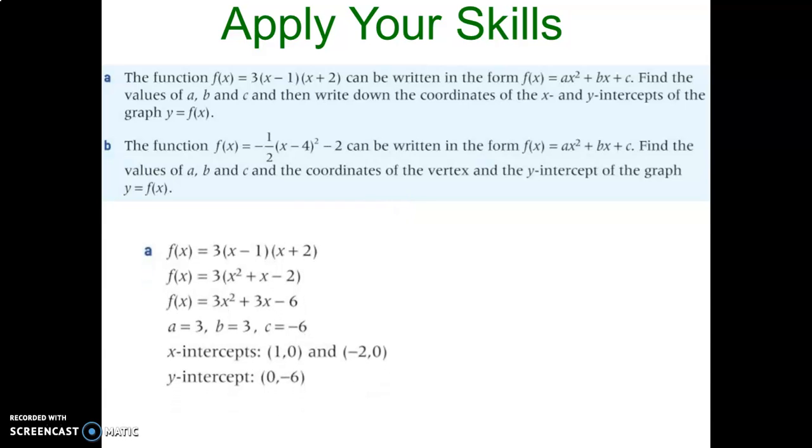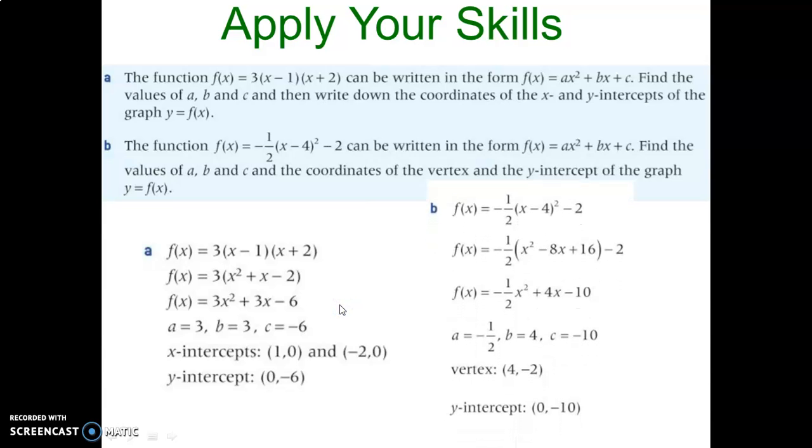And now let's check our work. So there's a. Multiply, change the standard form, a, b, c values. X-intercepts can be seen from the original intercept form. Y-intercept can be seen clearly in this form. And yeah, and b is right there. Check your work carefully.